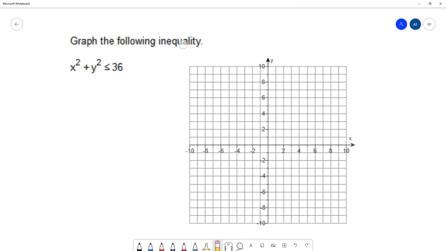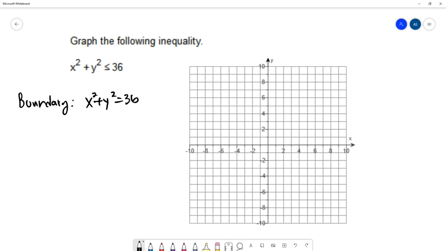We want to graph the inequality x squared plus y squared is less than or equal to 36. So this is an inequality in two variables, and we're going to graph that in two dimensions. So there are two parts to this type of question. We are going to start with the boundary. And the boundary will be x squared plus y squared equals 36. So what I've done is change that inequality symbol, less than or equal to, to an equal symbol.